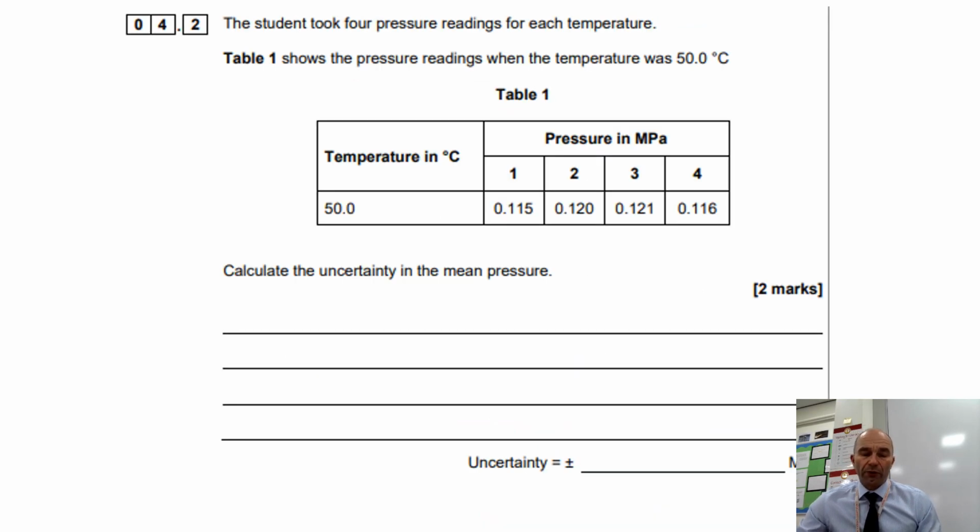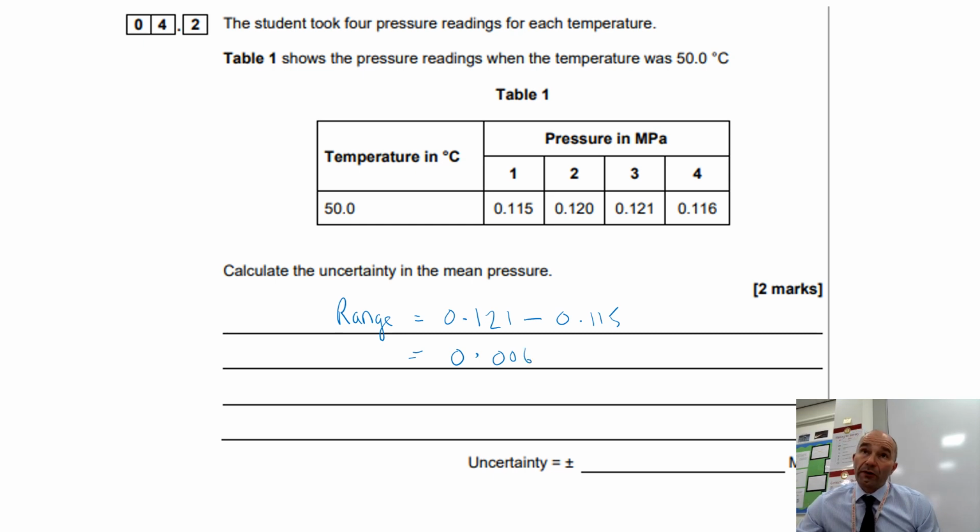4.2. The student took 4 pressure readings for each temperature, and we've got the table of results when the temperature was 50 degrees centigrade. We need to calculate the uncertainty in the mean pressure. So when we talk about uncertainty, we need to be calculating, basically, the range. What is the range? We need to almost have the mean value plus or minus all the numbers within that range. So in this case, the range of values is 0.121 minus 0.115. That will give you a value of 0.006.